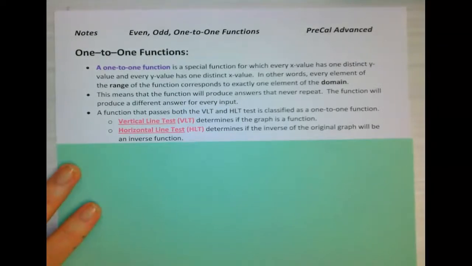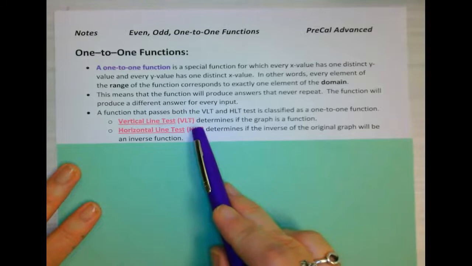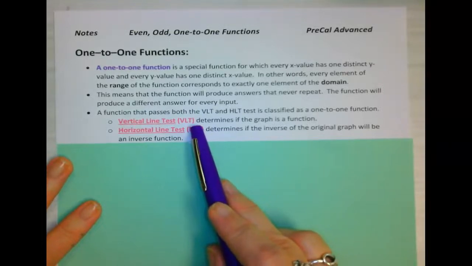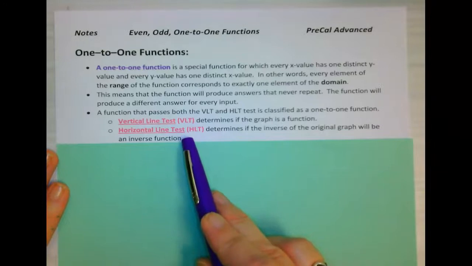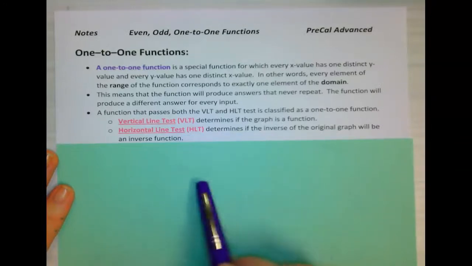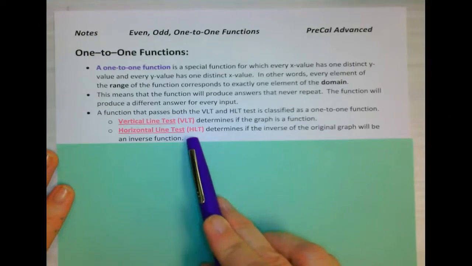And so the vertical line test, remember, means you draw vertical lines all over your graph, and if it never intersects the graph twice and it passes the vertical line test, then that original graph is a function. If you apply the horizontal line test, that's where you draw horizontal lines across the graph, and if it never intersects the graph twice, then it tells you that the inverse graph of that original function will also be a function.